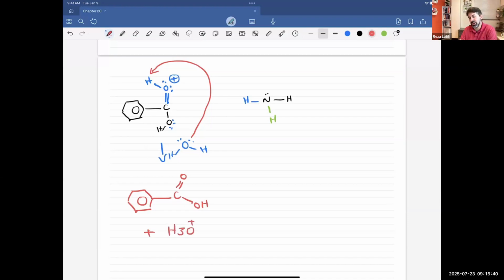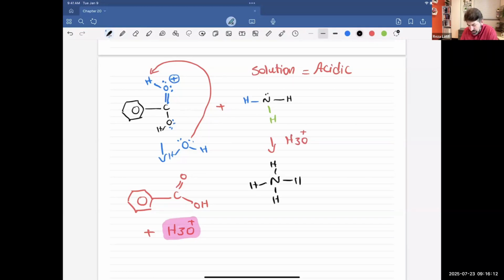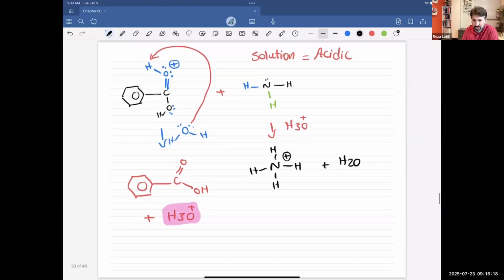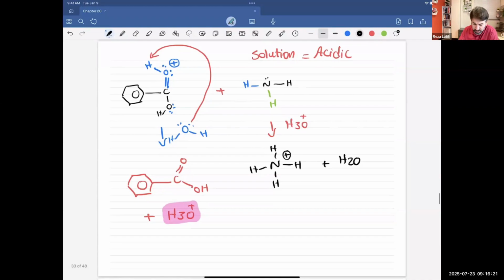Now, what will happen with NH3 or ammonia? Remember, our solution is acidic. And as you see, I showed that we do have hydronium ion. And so NH3 is not going to stay as it is. In fact, this one is going to react with hydronium ion, and it will get an extra hydrogen, and it will turn into NH4 with a plus charge. Then we get H2O.